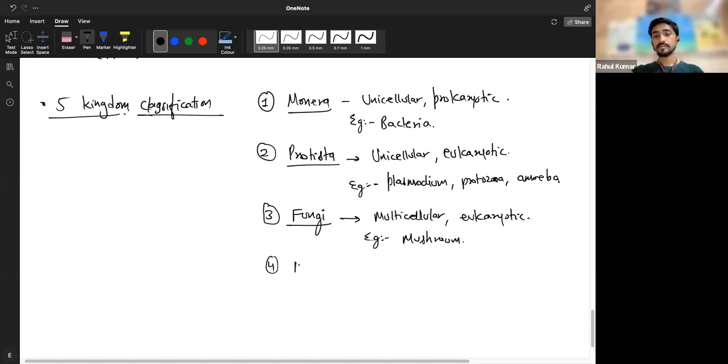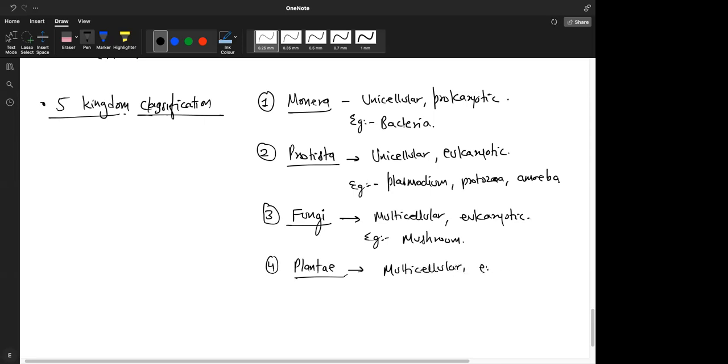And then fourth is kingdom Plantae. Plants are always multicellular, right? Yes. And they are also eukaryotic.